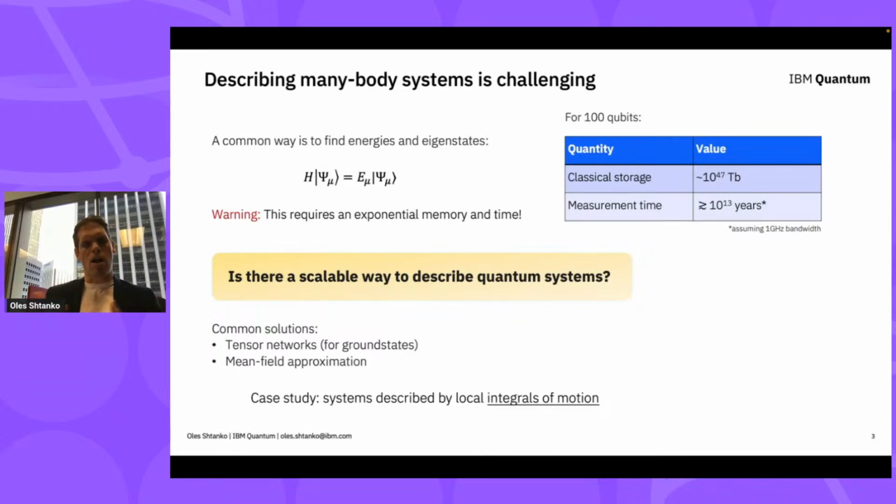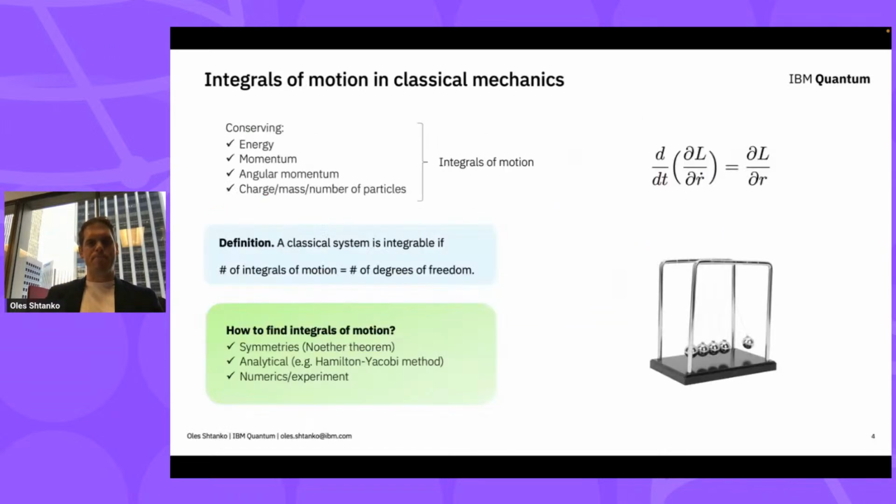We, for example, look at the ground states of the Hamiltonians, which we usually describe with tensor networks, or we use some mean field approximation, where we describe the system in terms of quasi-particles, and do some other interesting models. However, today I would like to present a model and a class of systems that you can describe relatively efficiently using integrals of motion. So the class of systems we study will be called integrable or quasi-integrable systems. And let me dive in and tell you what integrals of motion are and why they are interesting to study.